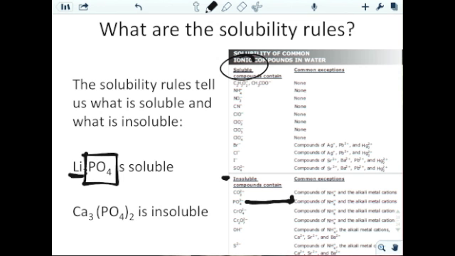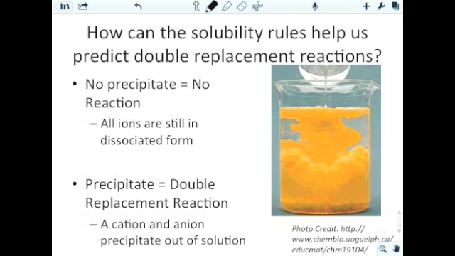We have our calcium phosphate, which is insoluble. There's phosphate, that's what it's bonded to. The exceptions are ammonium and alkali metal cations. Calcium is an alkaline earth metal, so it's not ammonium and it's not the other exception, the alkali metals, therefore it is insoluble. So how can solubility rules help us predict double replacement reactions?